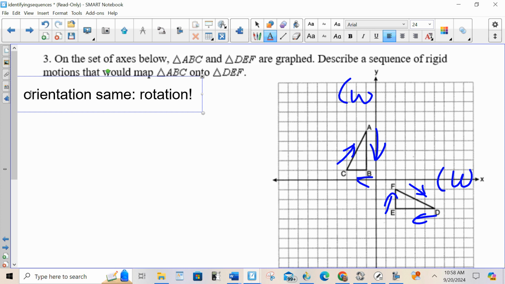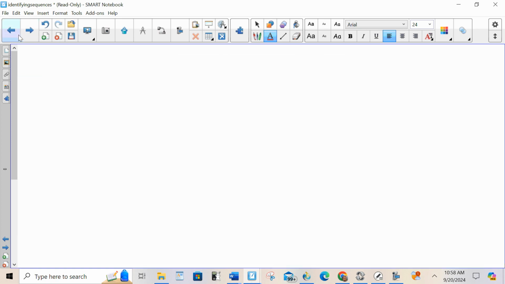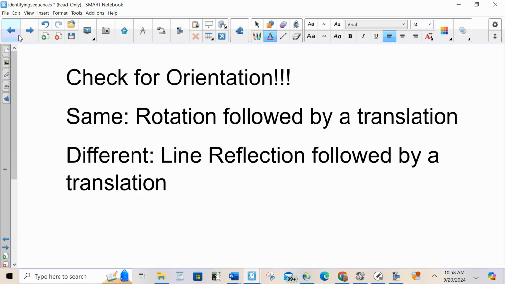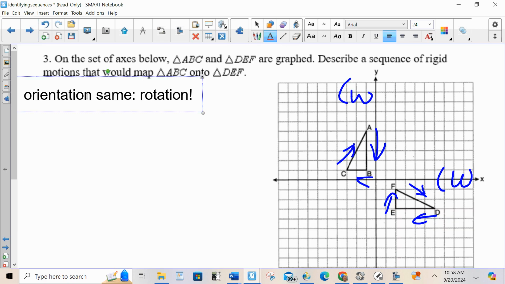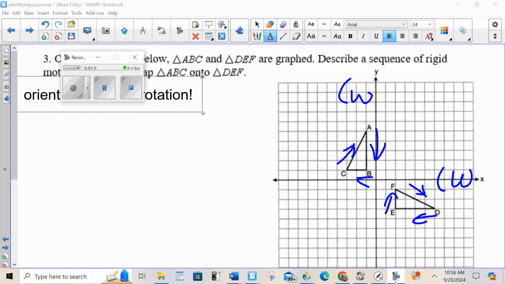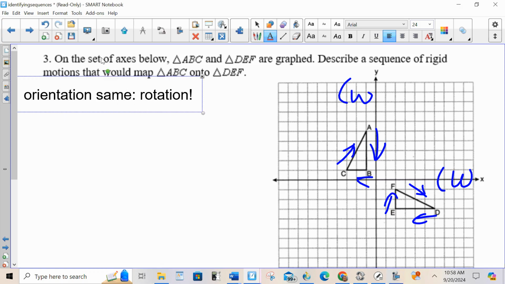And like from the last lesson, we would say, well, it could be a double reflection. Keep it simple, okay? If the orientation is the same, it will be a rotation followed by a translation. If it's different, it will be a line reflection followed by a translation. So, geometric common sense.